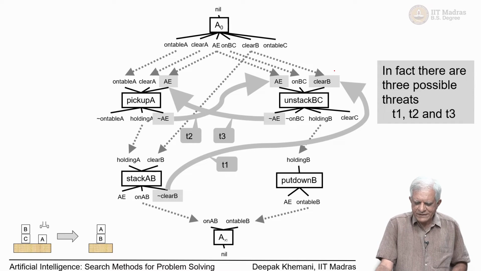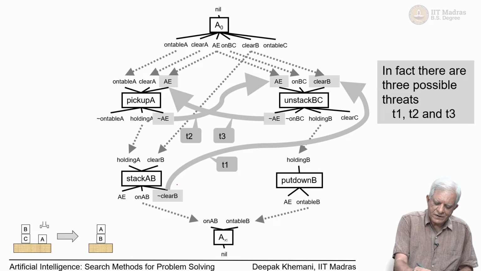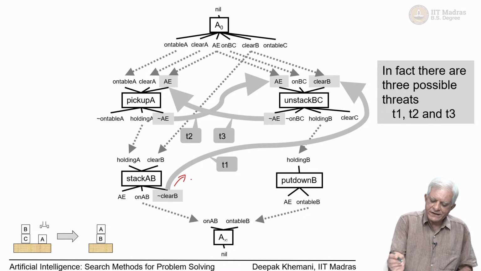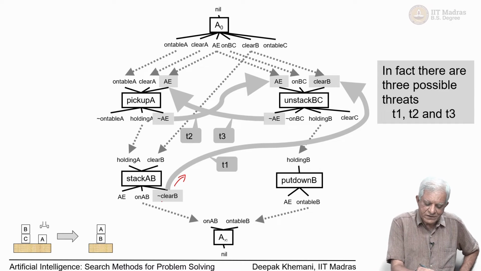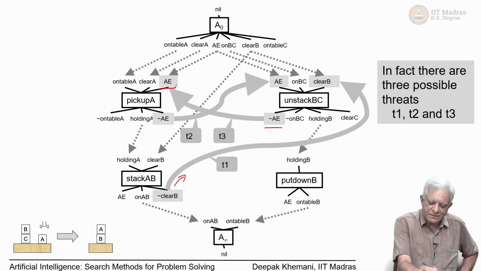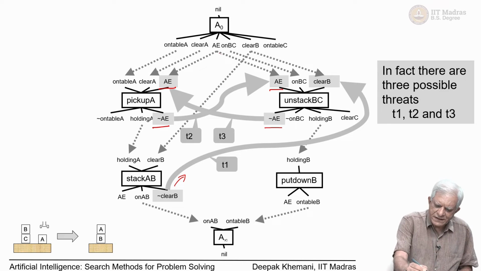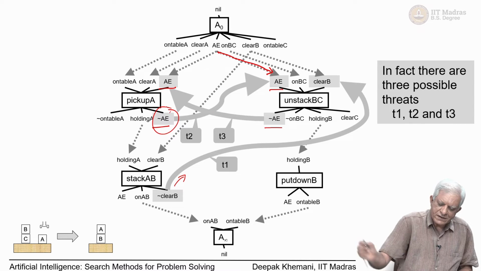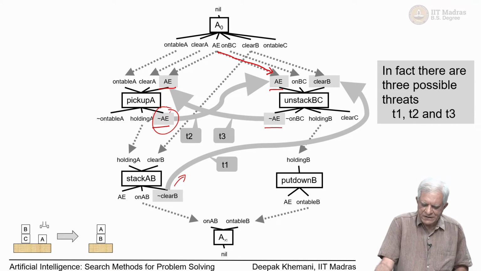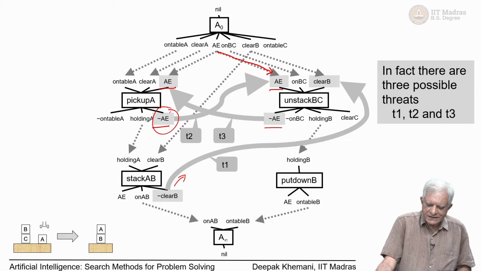In fact, there are 3 threats in this problem. The one that we just spoke about was this one, that deleting clear B threatens unstack BC. But you can see that this arm not being empty is a threat to arm being empty, which should be there, and likewise this arm not being empty is a threat to this causal link. What is a causal link? The causal link is that in the start state arm is empty and this action is threatening to make it not arm empty. So, there are these three threats that we have seen, T1, T2 and T3.